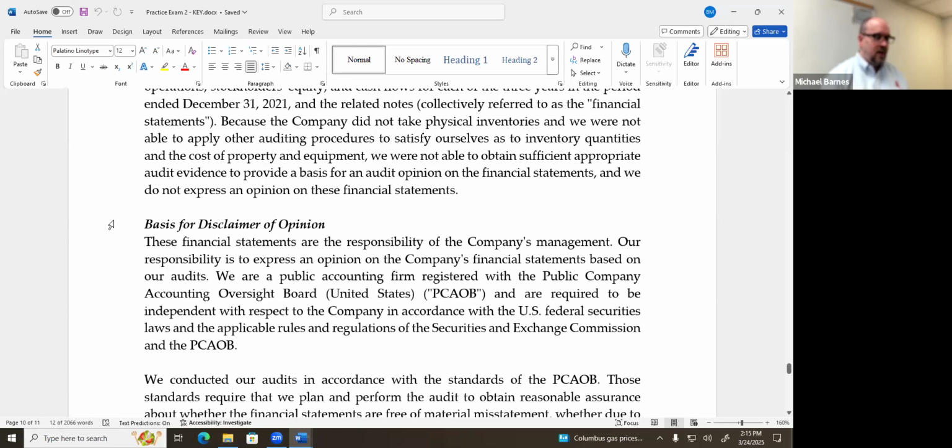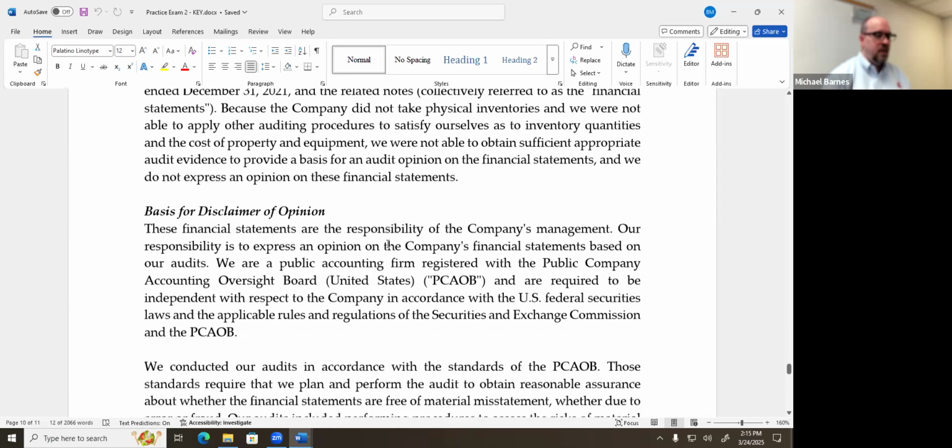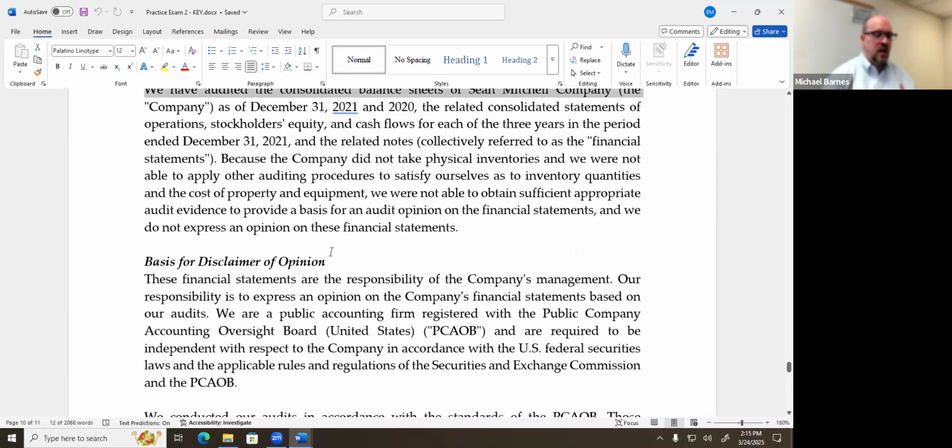Next, you will notice that we've got the basis for a disclaimer opinion, okay? And we go immediately from our opinion paragraph, which basically said they were unable to satisfy themselves as to inventory and the cost of property and equipment, and we do not express an opinion on the financial statements. And then we go immediately to the basis for disclaimer opinion paragraph.